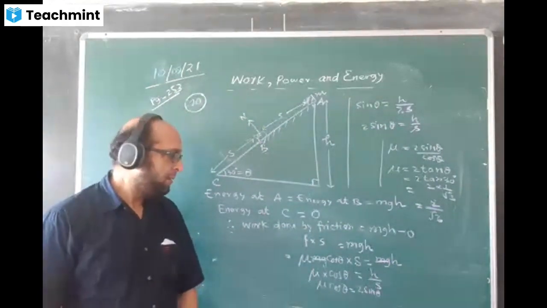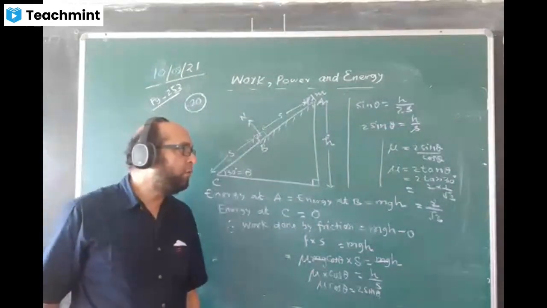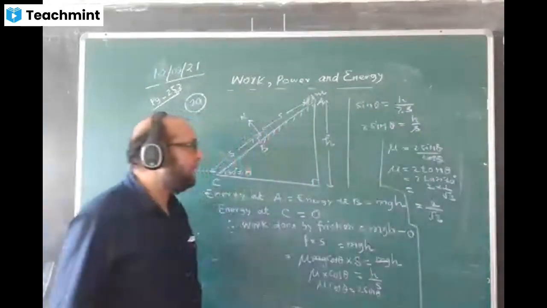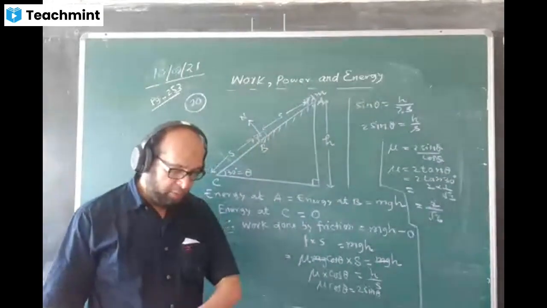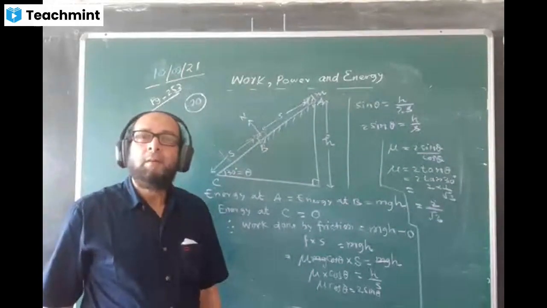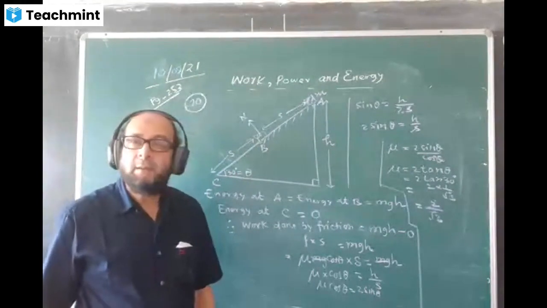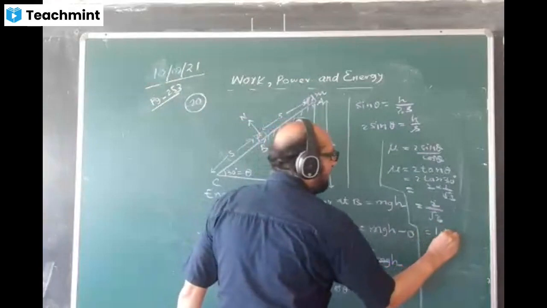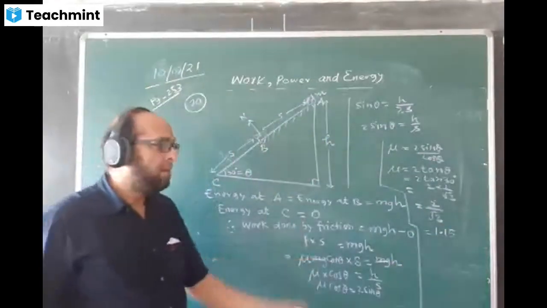Please check. What is the value of 2 divided by root 3? Check and let me know. 1.15. Is the answer matching? Is the answer correct? Have you understood?